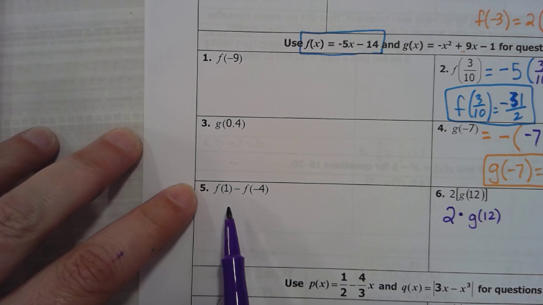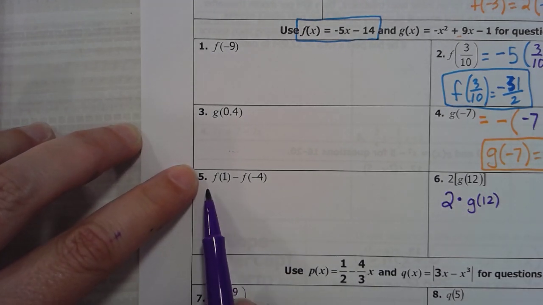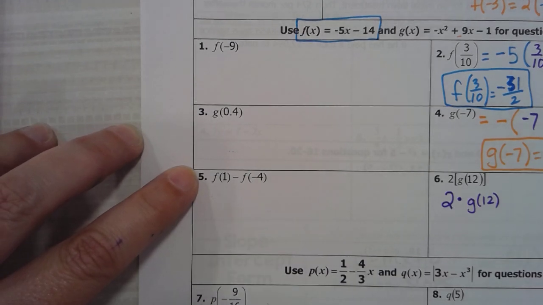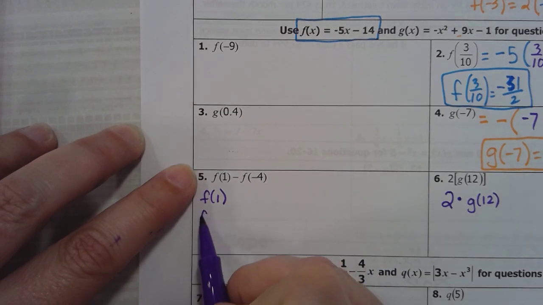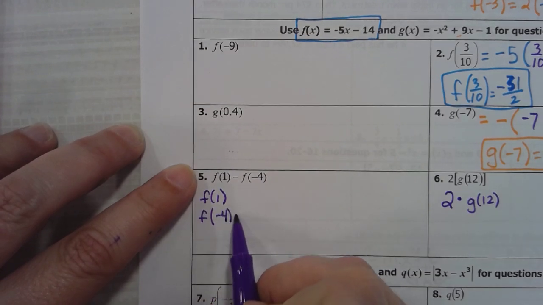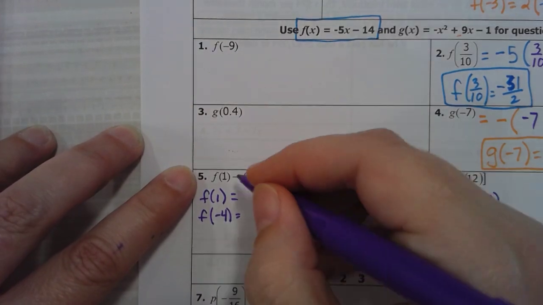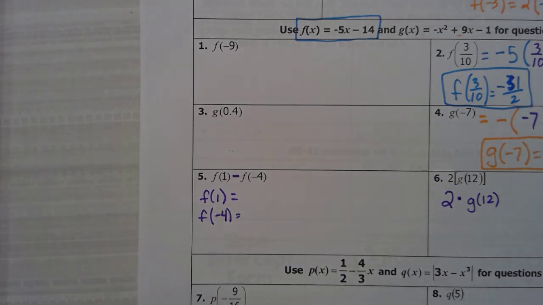Over here on number 5, what do you think we should do first? Look at 5. We're going to find f of 1. We're going to find f of negative 4. We're going to get both of those as answers, and then what are we going to do with them? Subtract whatever those are. Okay, so there's no way of simplifying those together. We don't want to distribute or do any of that mess. No, we're just going to solve.